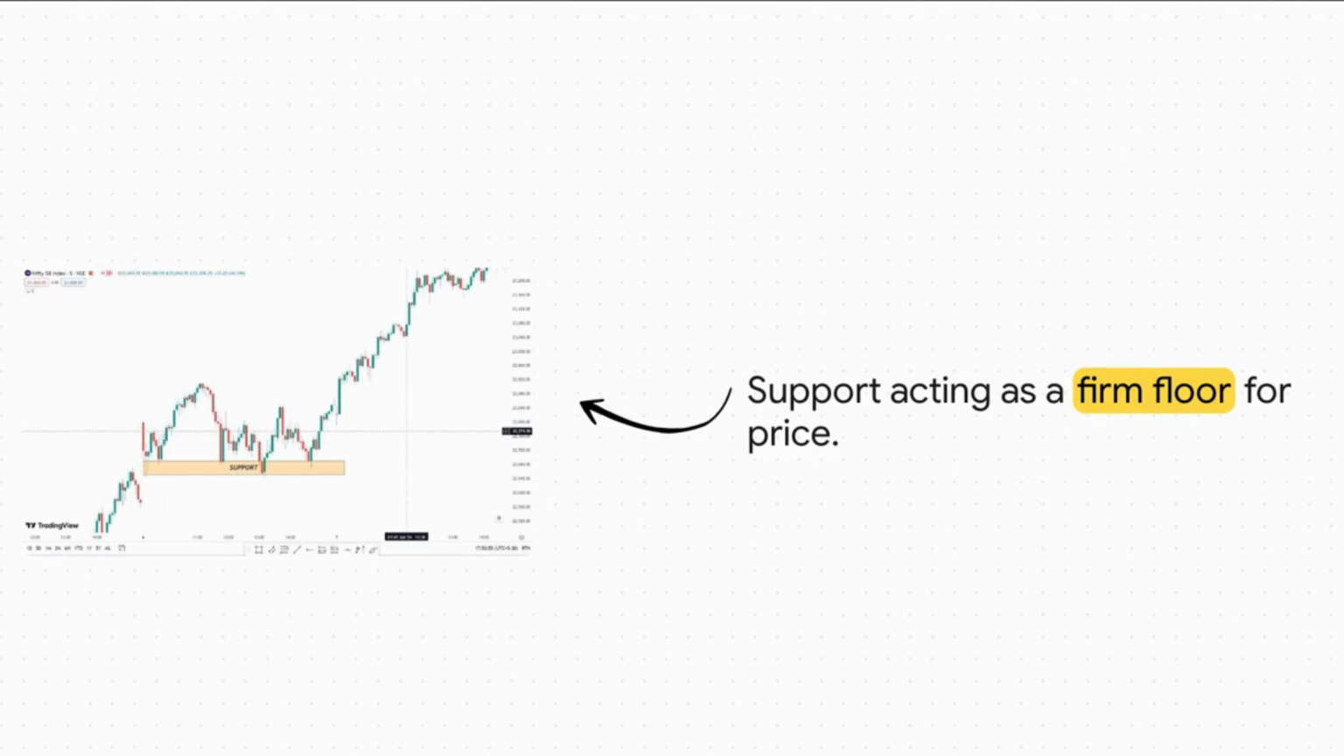Take a look at how the price drops down into this highlighted area. Now, instead of falling straight through into the abyss, it hits this floor where buyers just eagerly step in. The demand right here is so incredibly strong that it completely absorbs all that selling pressure. It acts almost like a giant trampoline, bouncing the price right back up.